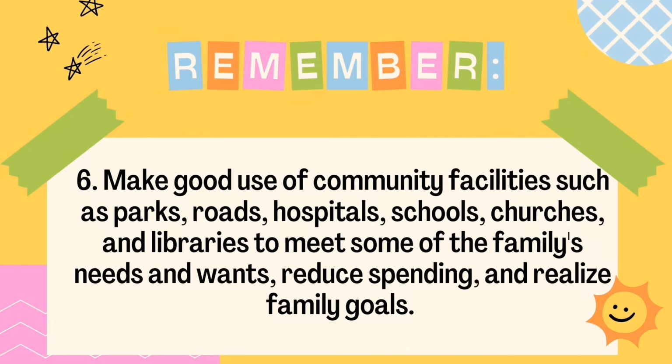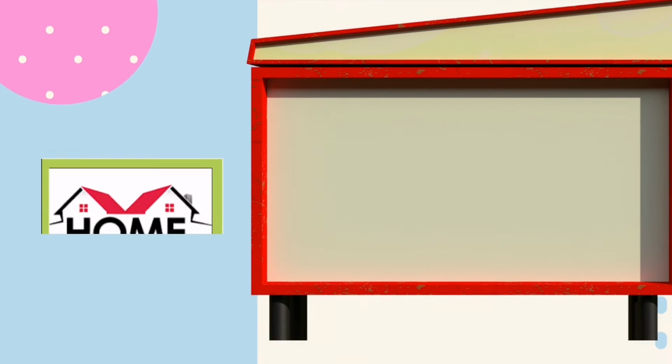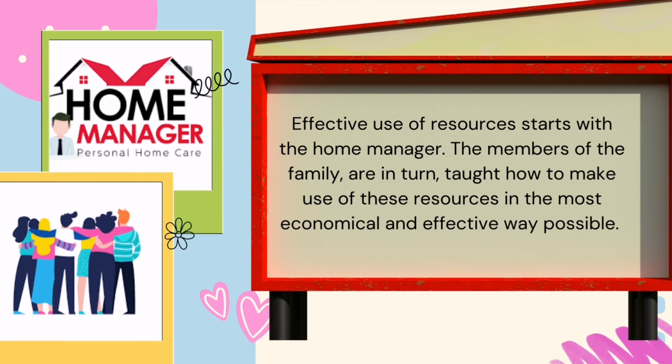6. Make good use of community facilities such as parks, roads, hospitals, schools, churches, and libraries to meet some of the family's needs and wants, reduce spending, and realize family goals. Effective use of resources starts with the home manager. The members of the family are in turn taught how to make use of these resources in the most economical and effective way possible.